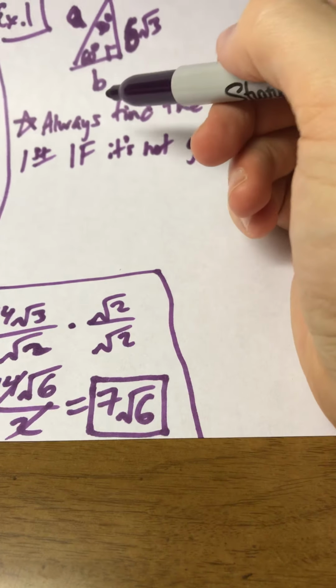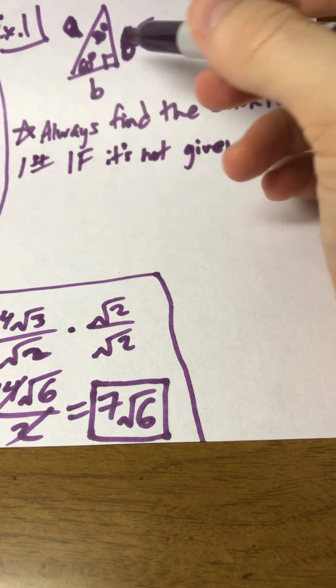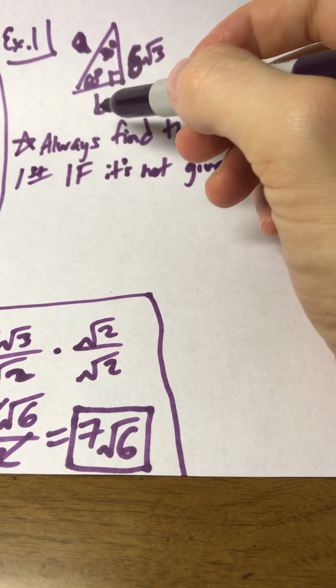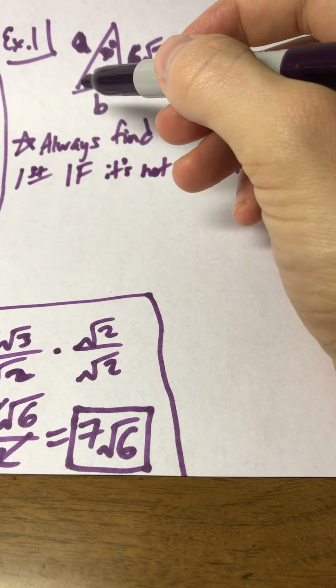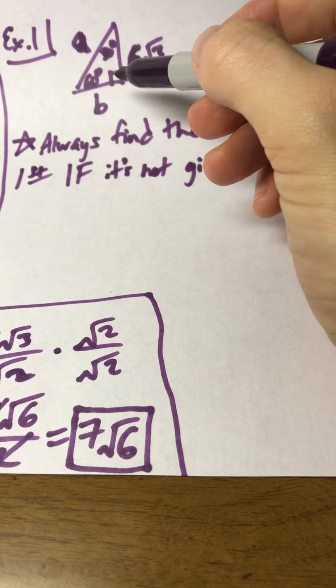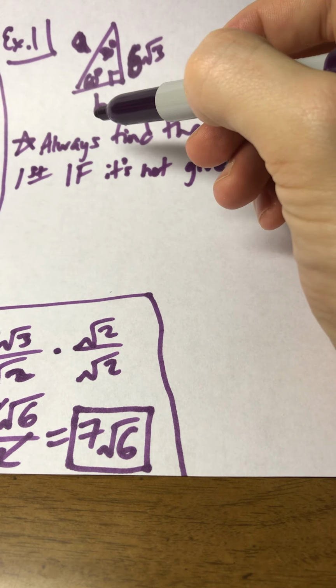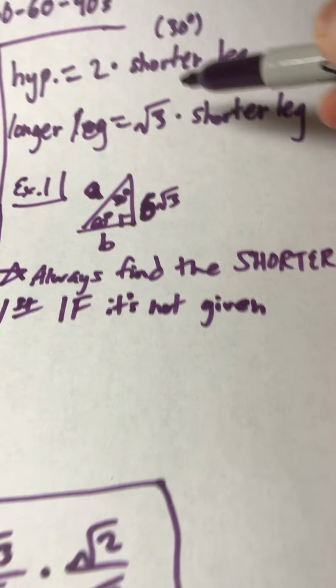So we'll come back up here. We need to look for the shorter leg. How do we know it's the shorter leg? Well, it's across from the 30. This is your longer leg, it's across from the 60. So you know the longer, you're using it to find the shorter. So which one should we use?